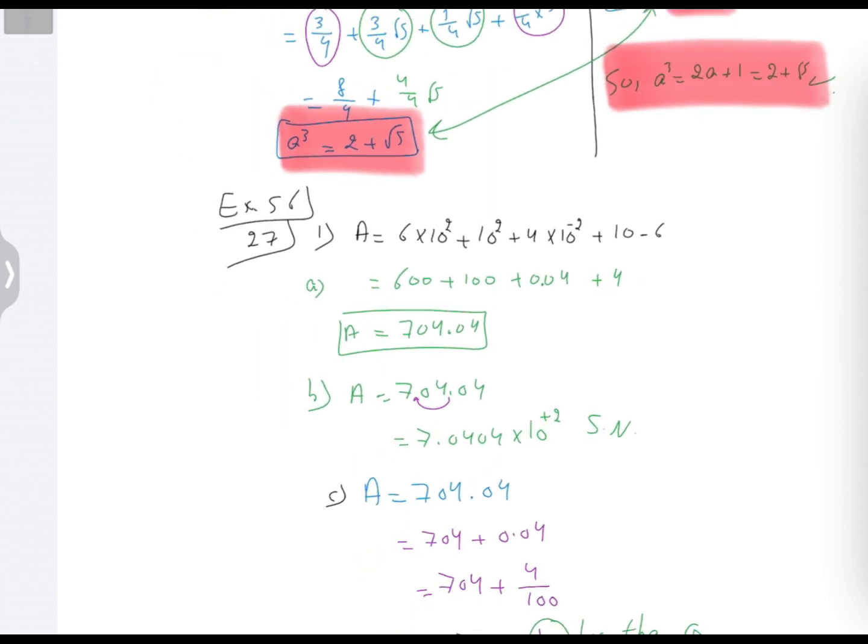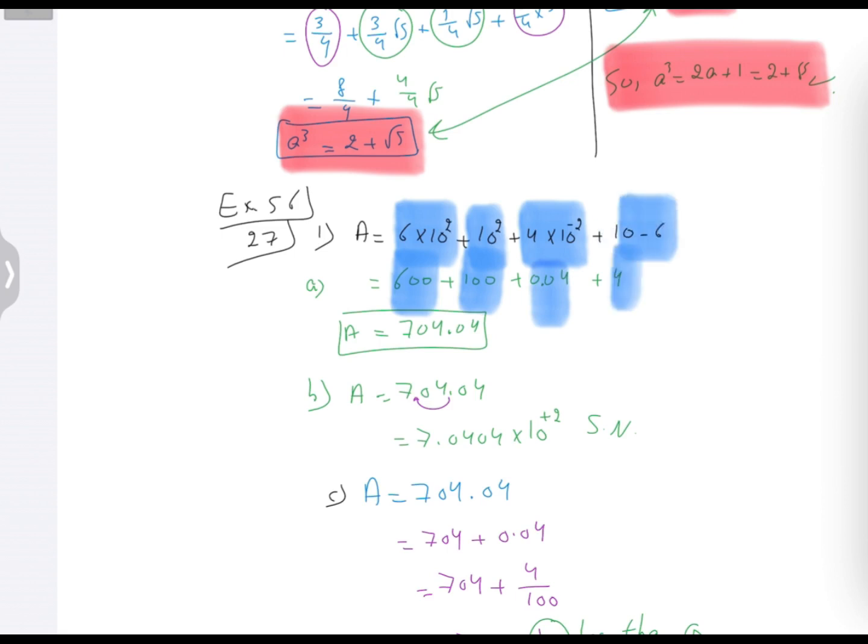Given the expression of the number A: 6 times 10 power 2 plus 10 power 2 plus 4 times 10 power minus 2 plus 10 minus 6, the given one here. First part A, write A in the form of a decimal number. So we have to write in decimal form. 6 times 10 power 2 is 600. 10 power 2 is 100. 4 times 10 power minus 2, as we mentioned before, it's 0.04. 10 minus 6 is 4.